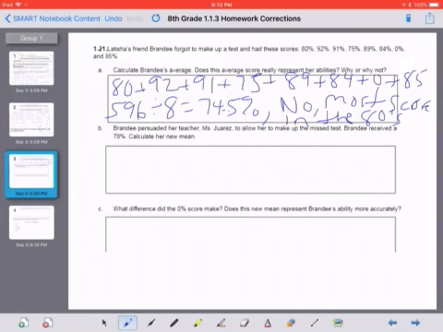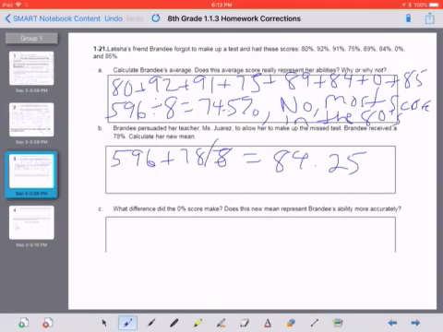So then it says, Brandy persuaded her teacher, Ms. Wands, to allow her to make up the missed test. Brandy received a 78, calculate her new mean. So I could re-add them all together, or I could say 596, that 0 is now replaced with a 78. So I would do 596 plus 78, and if I then divide that by 8, that's going to give me a mean of 84.25, which is much more like it.